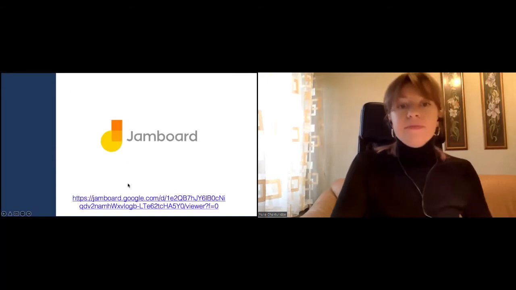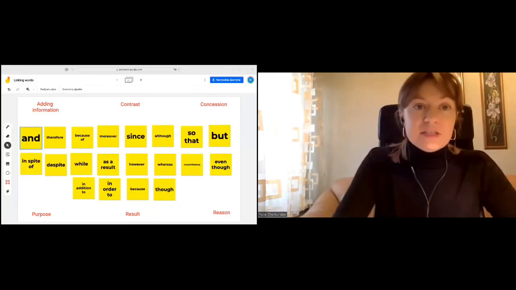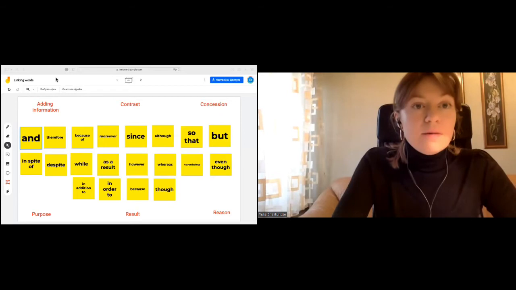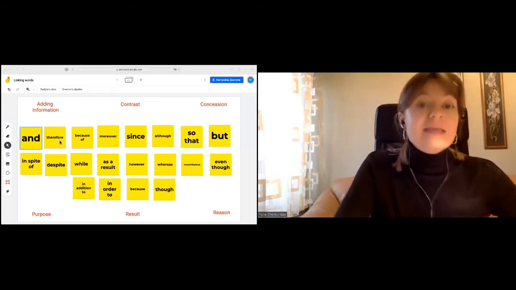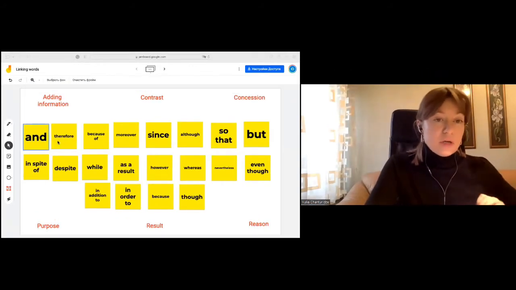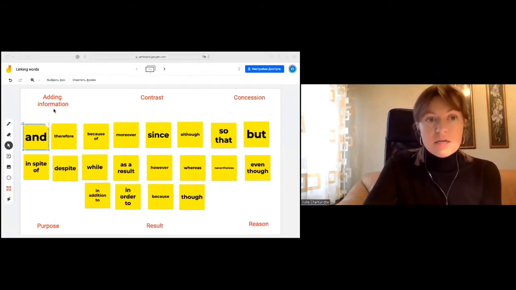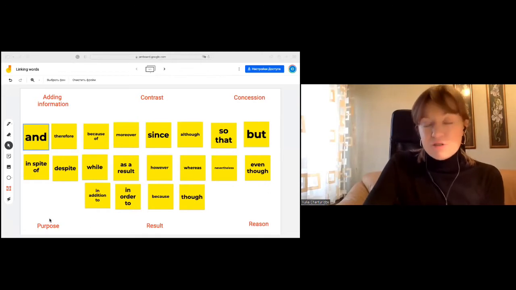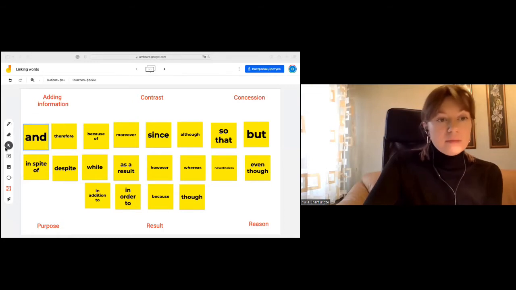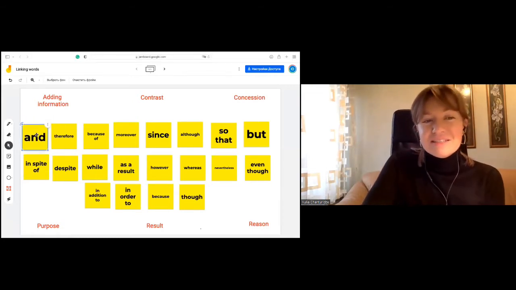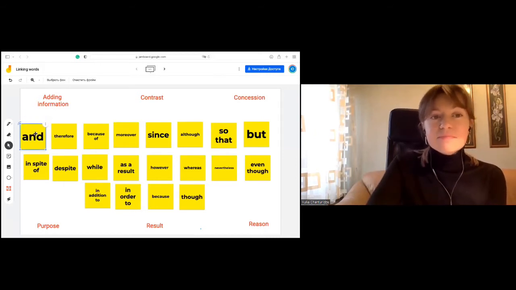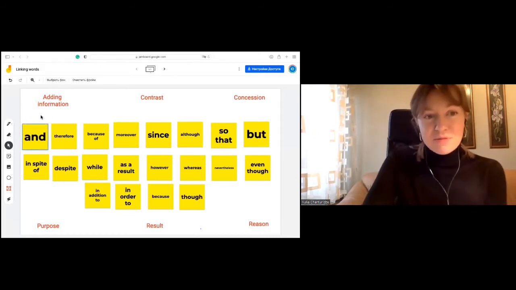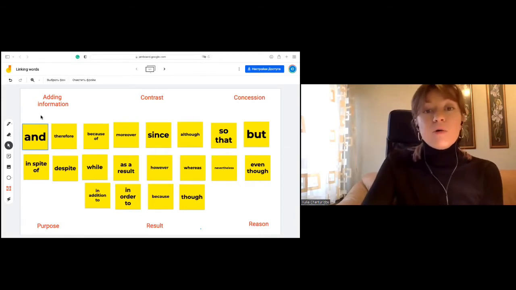And now we're going to work with the Jamboard. This is a Jamboard which I would like you to use in order to distribute the linking devices in the post-it notes, against the yellow background, according to the 6 functions that they perform. You can make sure that you have a pointer here, so you can click on it and move it to any function that you think it performs. We will work here all together.